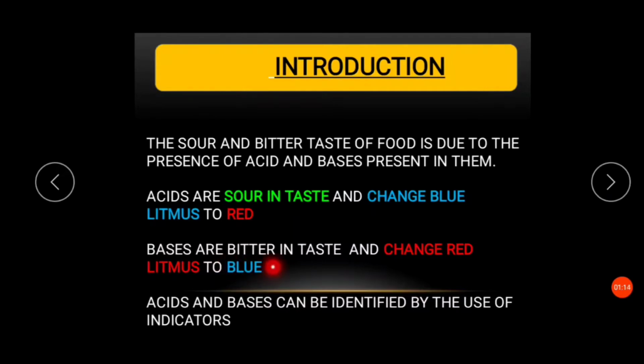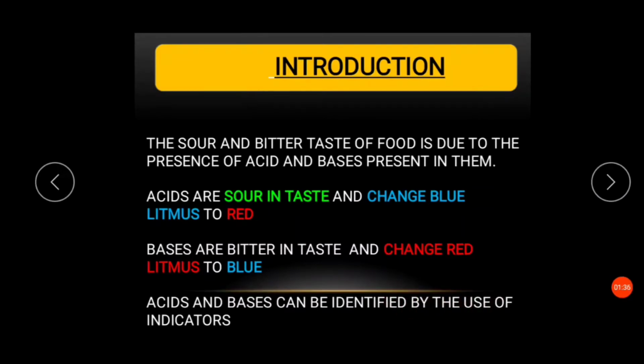Bases are bitter in taste and they change red litmus paper to blue. If we use blue litmus paper for testing bases, then the color will not change. So the basic need is that red litmus paper should change to blue color. Acids and bases can be identified by the use of indicators.